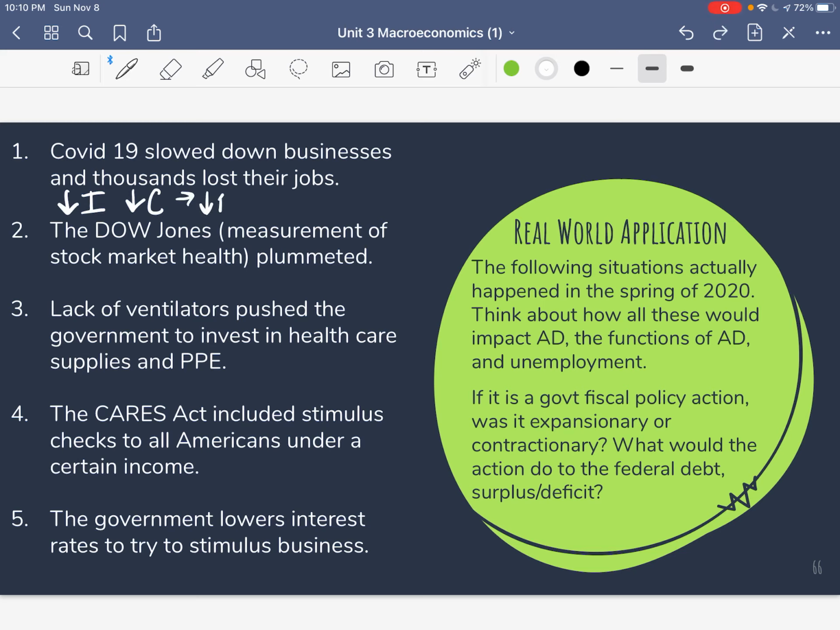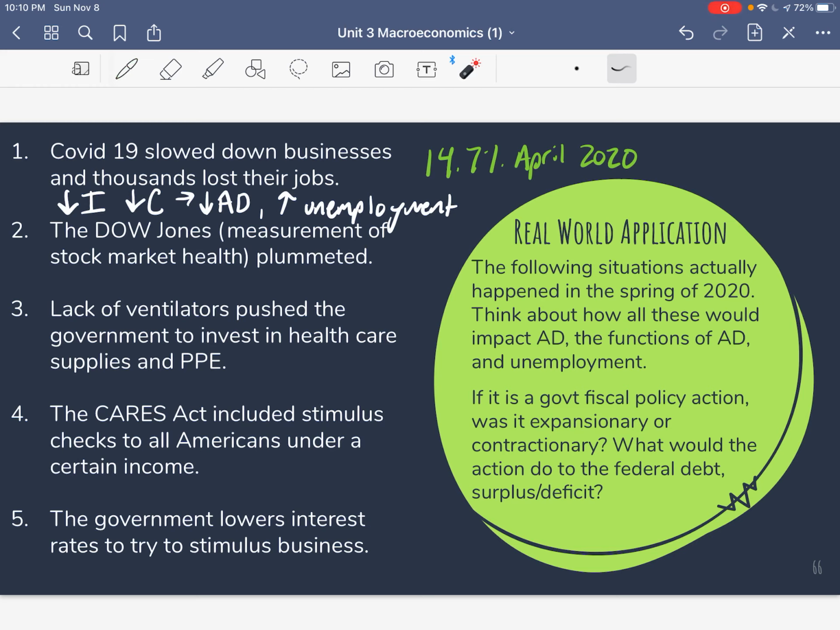Decrease in AD. And when AD decreases, we're making less stuff. People are losing their jobs. That means we're going to have an increase of unemployment. And that's exactly what happened during COVID-19. Unemployment actually got up to 14.7% in April of 2020. Because the aggregate demand, the demand for all the goods and services in the United States, went way down when we were all locked up in our homes sitting around watching TV, okay?